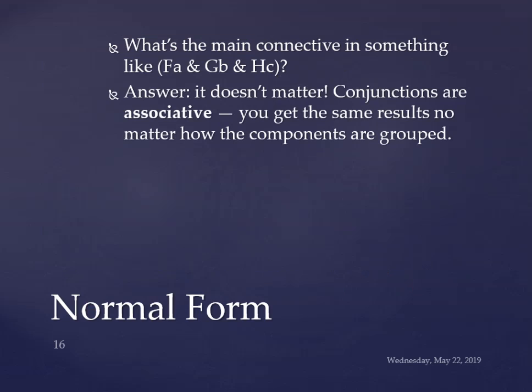The reason is that conjunctions and disjunctions as well, by the way, are associative. So you get the same results no matter how the components are grouped. You might think back to math class where you had to study order of operations. Suppose you had 7 plus 2 in parentheses, and then outside the parentheses you had plus 1. You do the order of operations. 7 plus 2 is what you got to do first, and so that adds up to 9. And then you take your 9, add it up with the 1, and you get a 10.